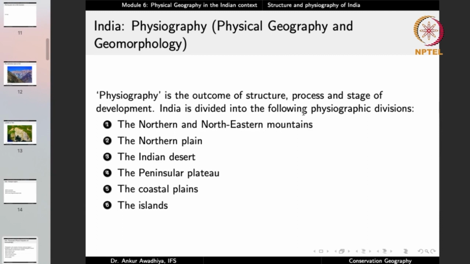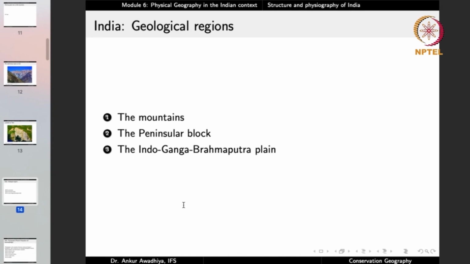So, in this context, India is divided into 6 physiographic divisions: the northern and northeastern mountains, the northern plain, the Indian desert, the peninsular plateau, the coastal plains, and the islands. Now, these are 6 physiographical divisions, but we have only 3 geological divisions. When we talk about geology, we are more interested in what kinds of rocks and what kinds of materials these areas are made of.